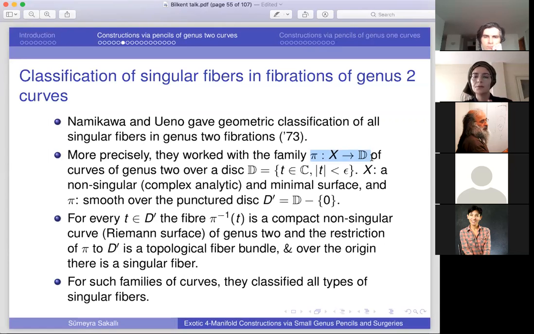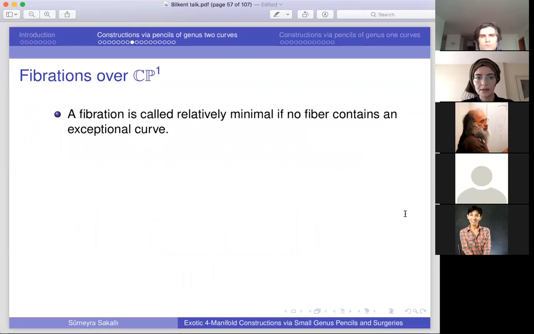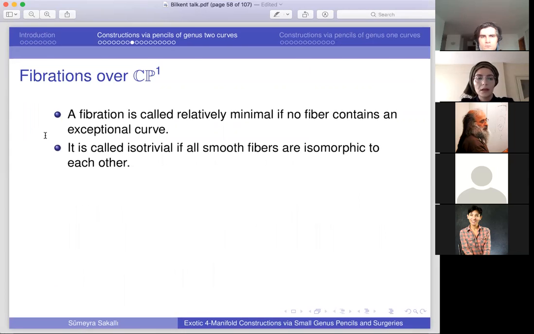So how about if you want to consider fibrations over the 2-sphere S2? Then what do we know about this case? I will talk about this now, and I will give some definitions again. First of all, a fibration is called relatively minimal if no fiber contains an exceptional curve. If there are no -1 spheres, then we call them relatively minimal. And it is called isotrivial if all smooth fibers are isomorphic to each other.